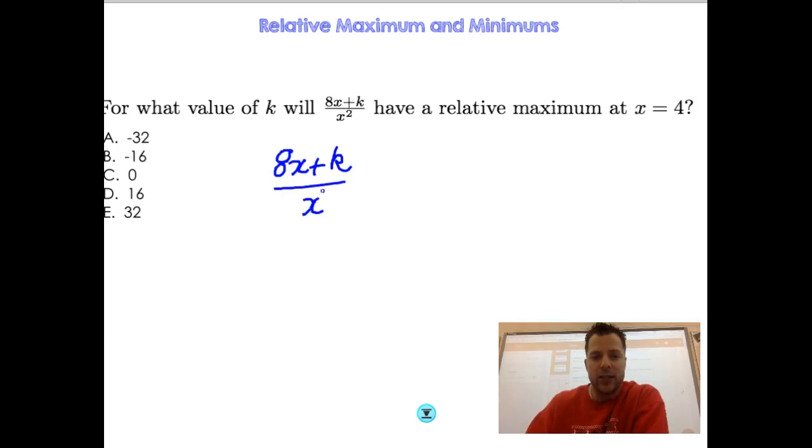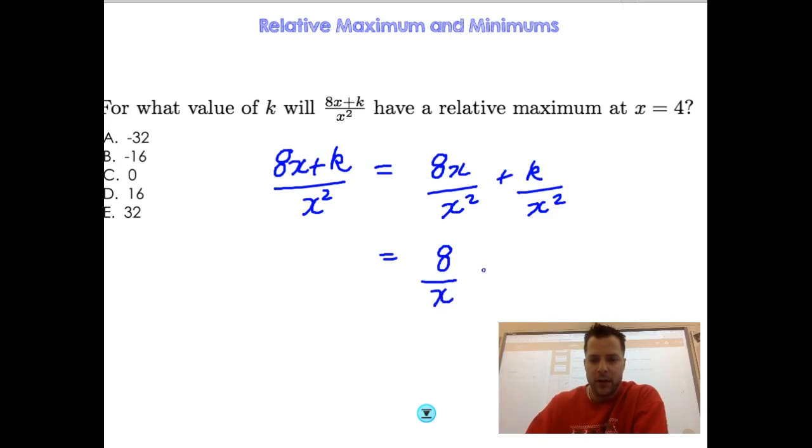So what I'm going to actually do is first break this up before I take the derivative, because when we talk relative max and mins, we're looking at derivatives most of the time. So I get 8x over x squared plus k, which is a constant, over x squared. Well, the first fraction simplifies into being 8 over x, and the second fraction just stays the same.